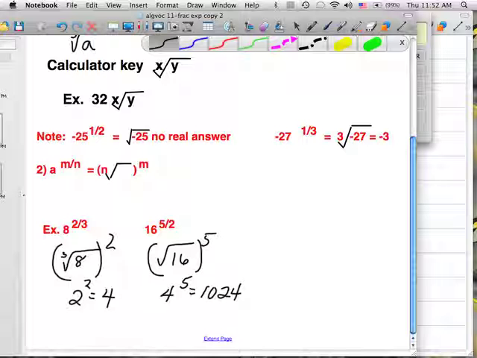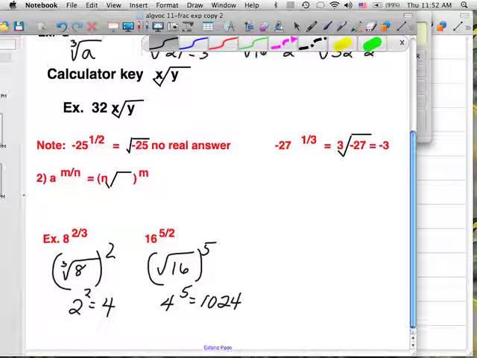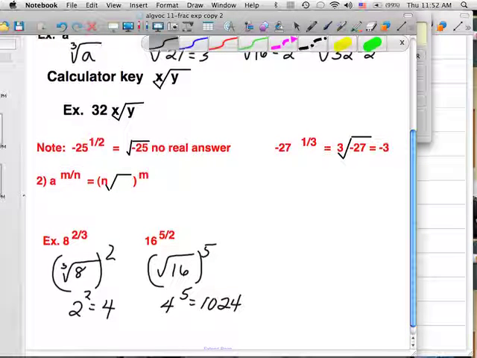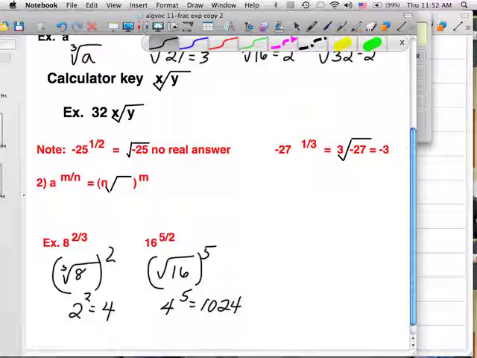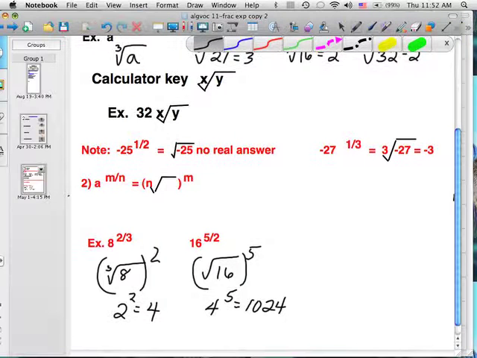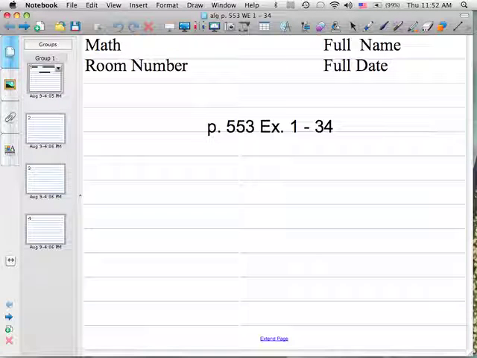So reviewing again, you can't take the even root of a negative number. You can take an odd root of a negative number. And if you have a fractional exponent, the numerator is always the power, and the denominator is always the root. So we're ready to do the evens. Open your book to 553, and we're doing exercises 1 to 34.